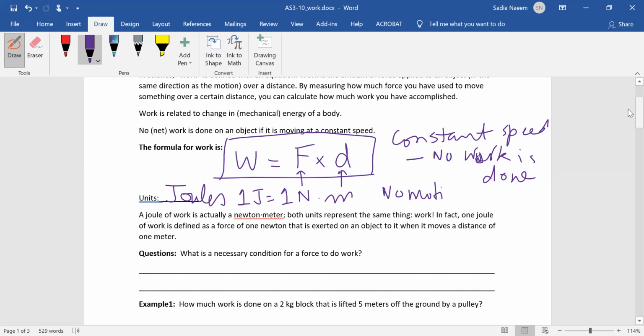Obviously, your muscle, we're not talking about whether you're burning calories or not. We're talking about something else here. So if there's no motion, then no work is done because of the way work is defined in physics.